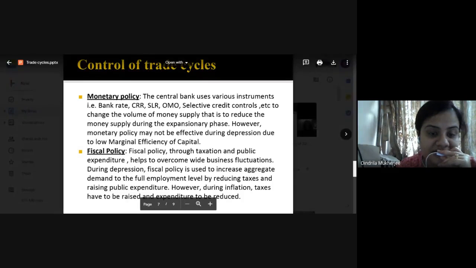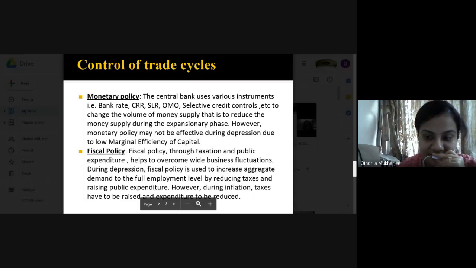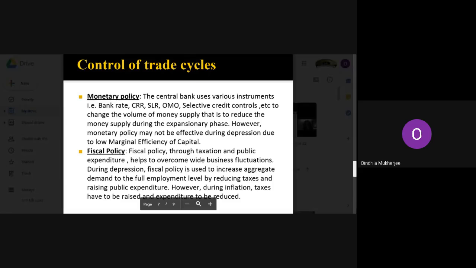The first step we can undertake is monetary policy. Tell me, who implements the monetary policy? I discussed this in the previous class. Monetary policy is implemented by whom? Okay, everybody has given me the correct answer: RBI. So our RBI, the Reserve Bank of India, implements the monetary policy, and various monetary policies are there.